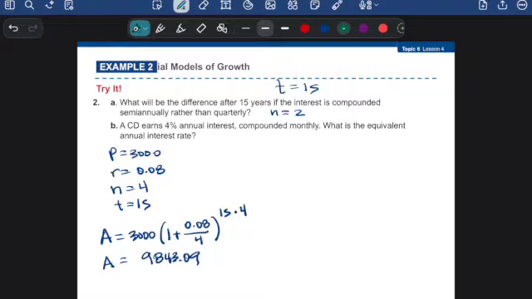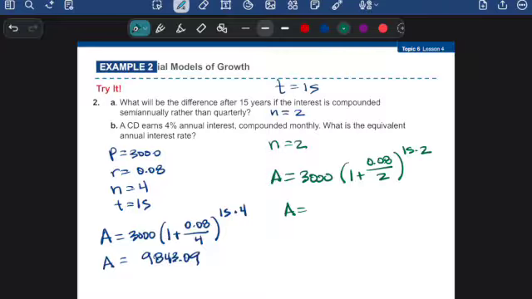So the same numbers now, except n is going to equal 2. So let's plug that in. The amount paid is the principal times 1 plus the interest rate divided by the number of times, which is 2, to the 15 times 2. Okay, and I can do the math. So now it's going to be 3,000 times 1.04, because 0.08 divided by 2 is 0.04, to the exponent 30, 15 times 2 is 30, and the amount paid after 15 years would be $9,730.19.